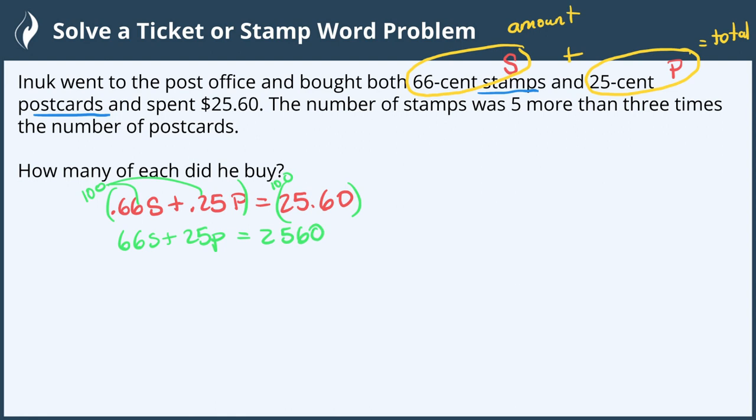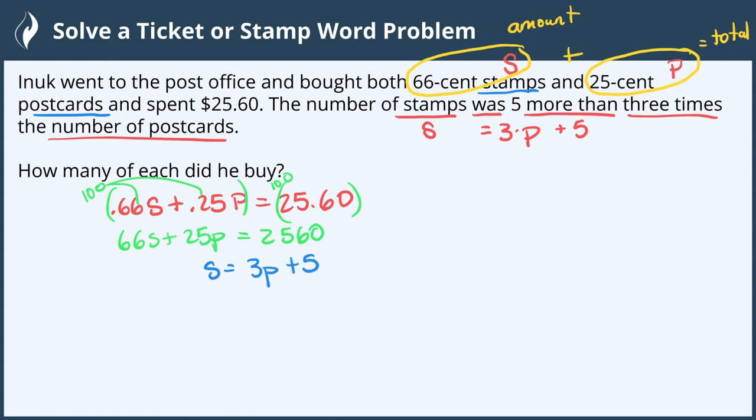Let's go ahead and read the second sentence for our second equation. The number of stamps, which we chose the letter s to represent, is a tense of "is," so this is equals. "5 more than" reverses the order, so plus 5, "3 times the number of postcards," so this will be 3 times p. So our second equation is s equals 3p plus 5.